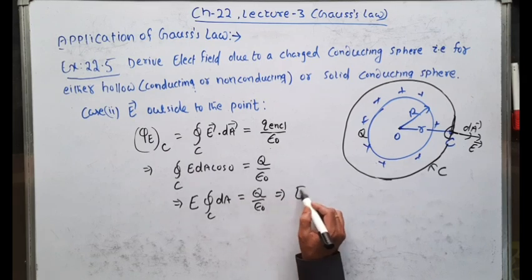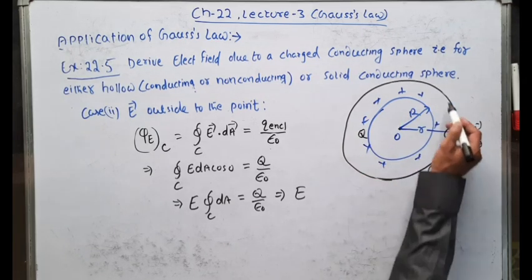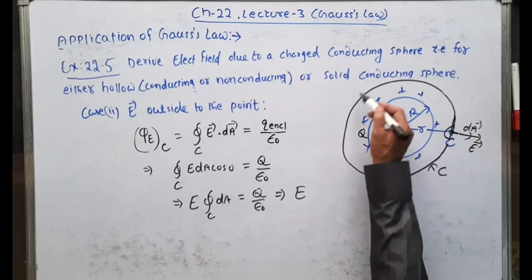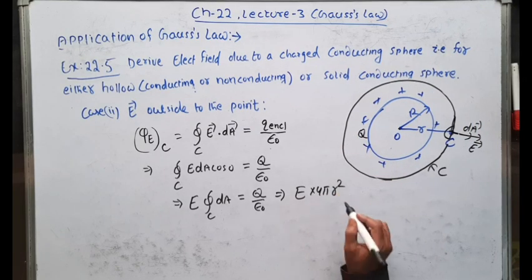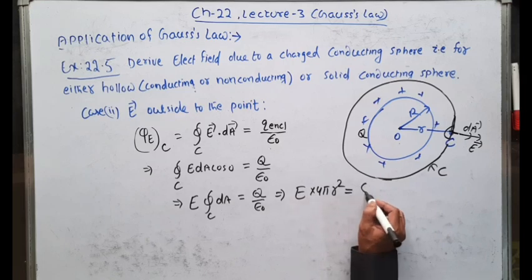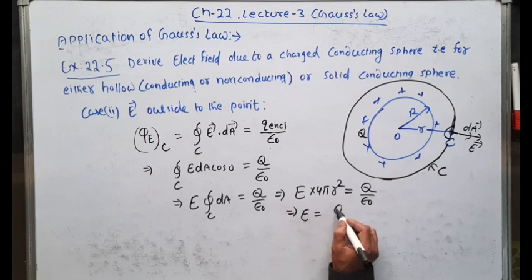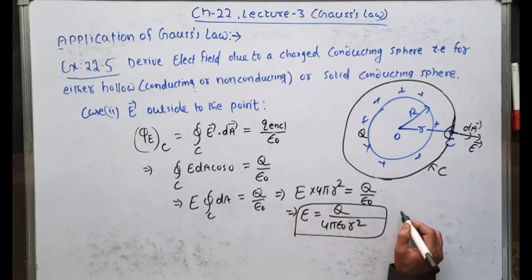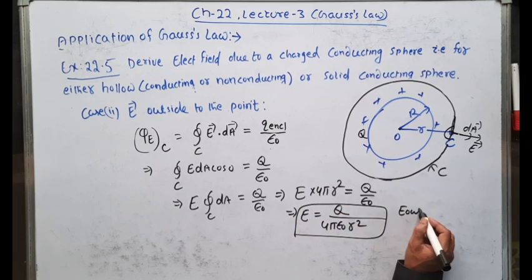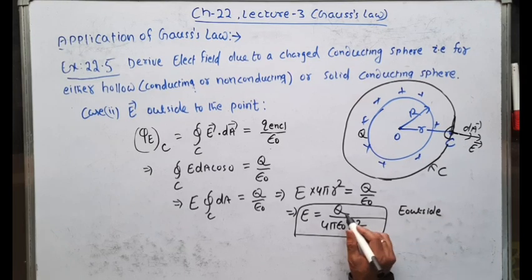So it is Q by epsilon naught. That implies E into the surface integral of this surface, that is, you will find the total area. The total area is nothing but 4 pi r square, the surface area of a sphere, which is equal to Q by epsilon naught. So E is equal to Q by 4 pi epsilon naught r square. This is the electric field intensity at which point? Outside. So the electric field intensity outside the sphere is equal to this.